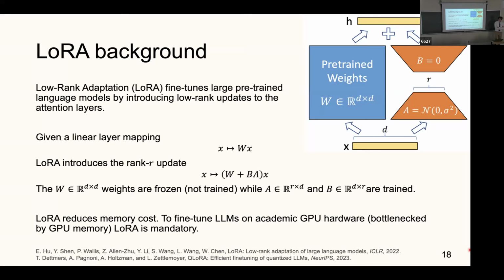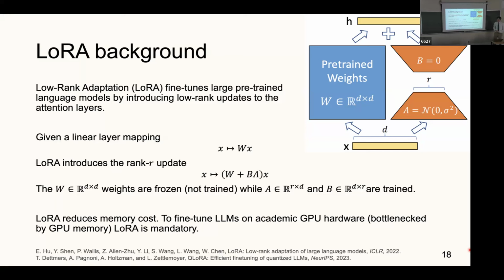So what is LoRA? LoRA is the abbreviation of low rank adaptation. What it does is it fine-tunes a large pre-trained language model by introducing low rank updates to the attention layers. The attention layer of the transformer has a lot of components, but within it there is a linear mapping. So X gets mapped to W times X, where W is a matrix. What I mean by a low rank update is, imagine W is a D by D matrix. Instead of changing all the D squared entries of W, we keep W frozen, and we replace the linear operator, the matrix, with W plus B times A.